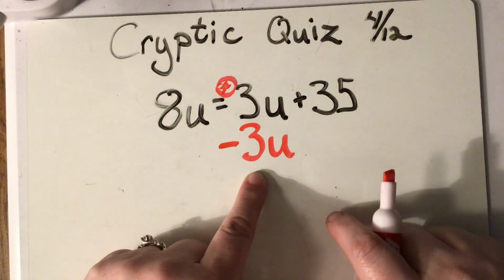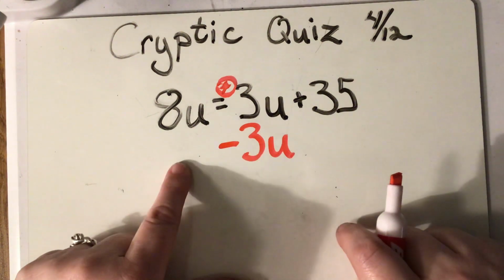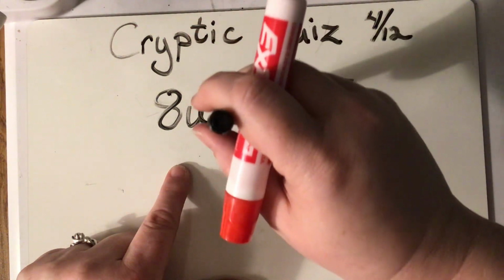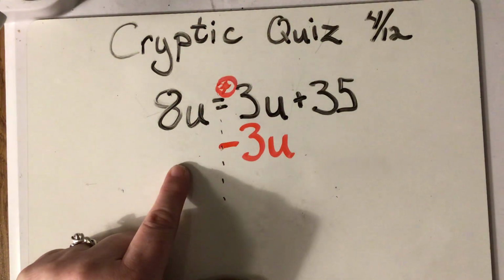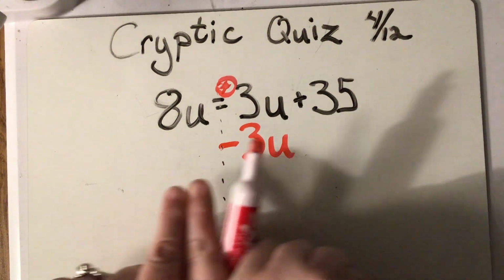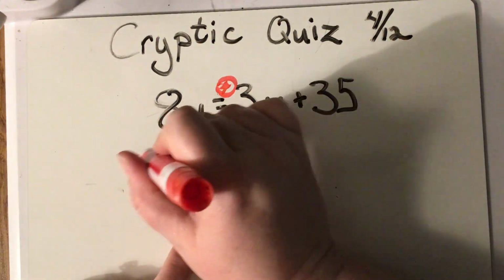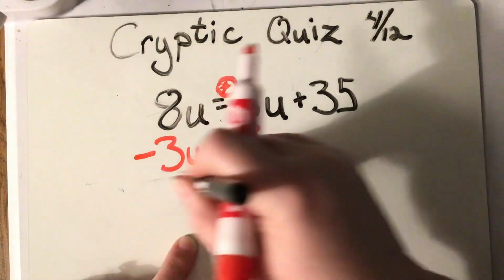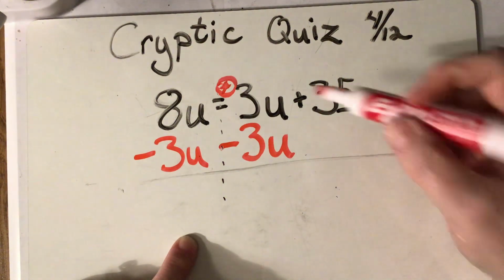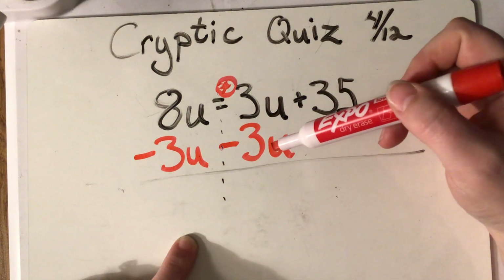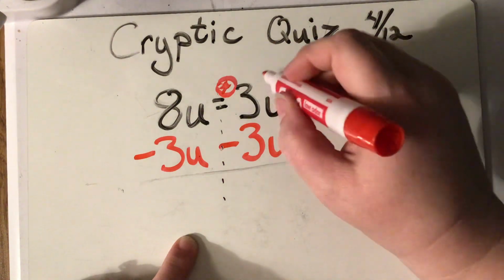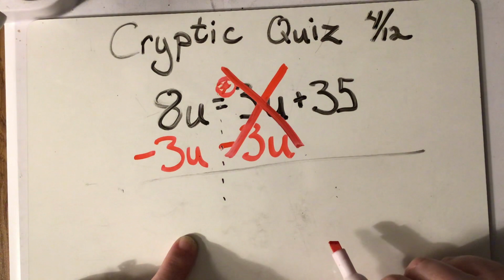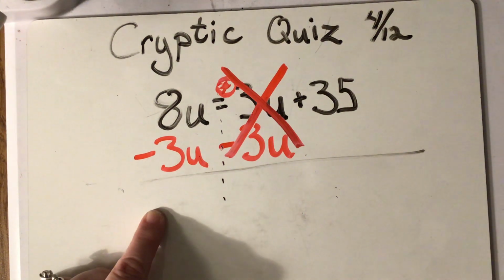3u. Now whatever we do to one side, we have to do to the other. And our side is determined by our little equal sign here. So we're going to take 3u away from this side and 3u away from the other side. Okay? All right, so now here we go. If I have 3u and I take 3u away, I have no u's left. So we're going to cross these guys out. Those are gone.